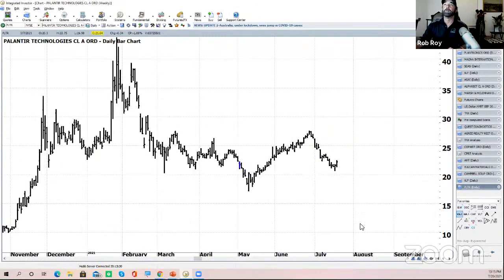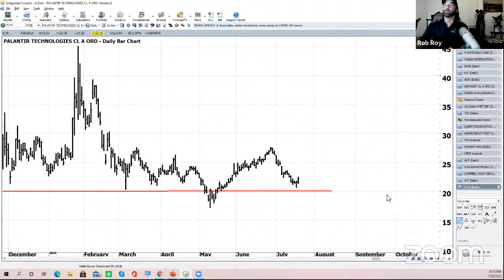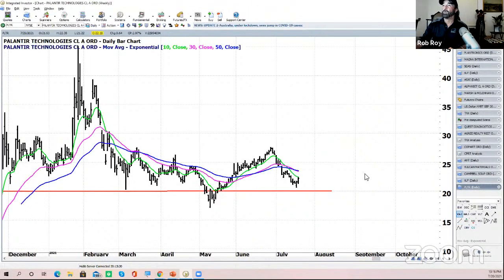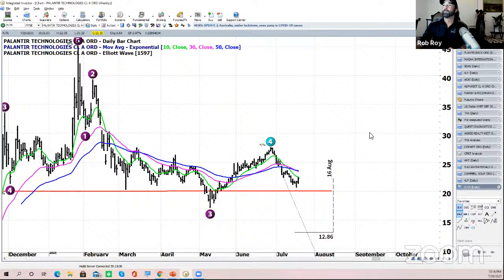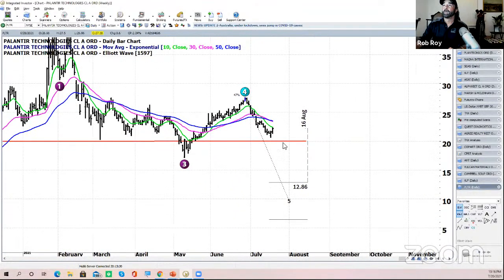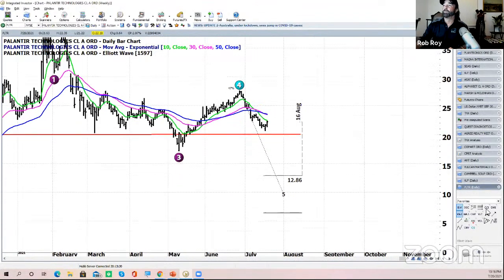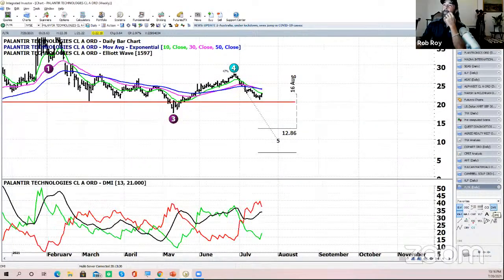Boy was in danger. 20 is the area where it absolutely has to hold. And it's in a wave 5 pattern to the downside.